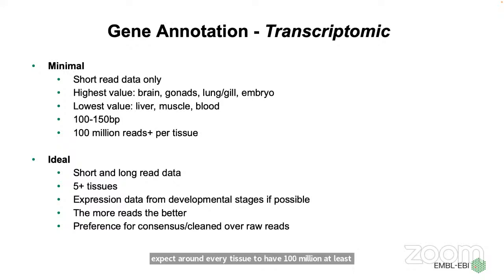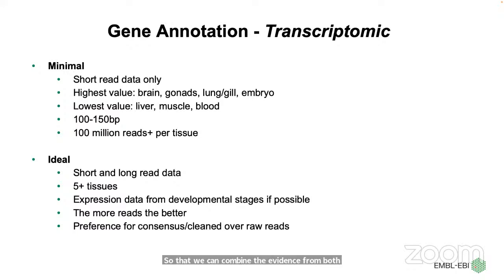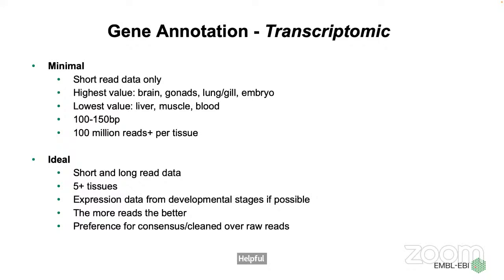What will be an ideal scenario? An ideal scenario will be that we have both long and short read data, so that we can combine the evidence from both these data. It's highly valuable if the data comes from more than 5 tissues, high value tissues especially. And if we have expression data from developmental stages, that's even more helpful. And the more reads, the better. It always makes a better annotation if we have more reads. And we prefer the consensus of clean reads over the raw reads.